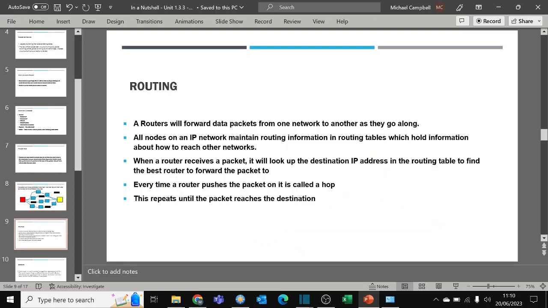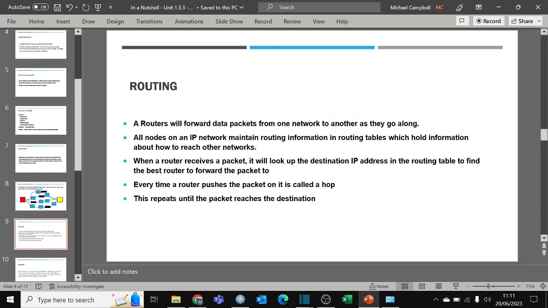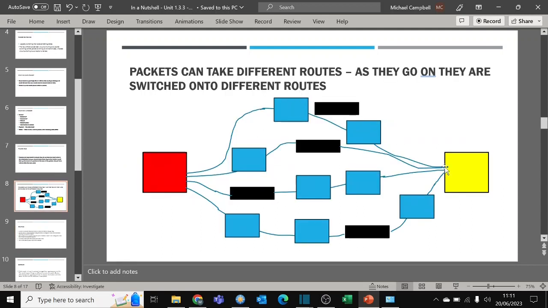Okay, so how does it work? Well, this is called routing. So what happens is a router will forward data packets from one network to another. That's what they do, they forward data packets on. Each router has got inside it something called a routing table with information about how to get to further down the network. So this router might have a table of where these things are, or how to get there at least.